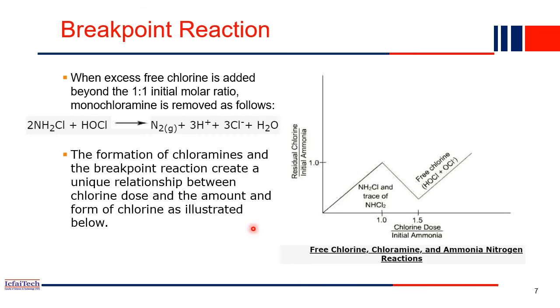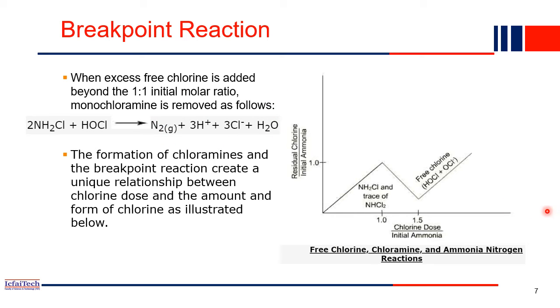Another very important parameter is the breakpoint reaction. What will happen if you add an excess amount of free chlorine into the water? Once you add excess chlorine, more HOCl will be present in the water. That will react with the monochloramine which was formed in the earlier step, and remove it. This reaction will take place.